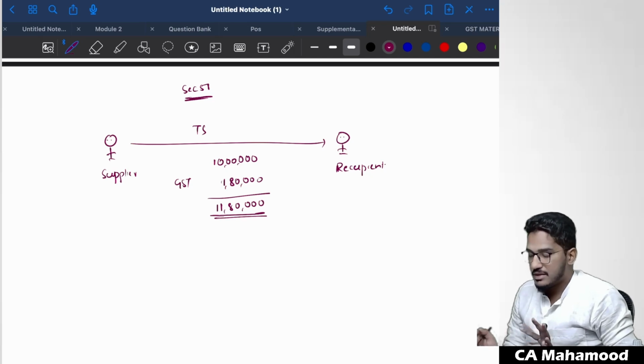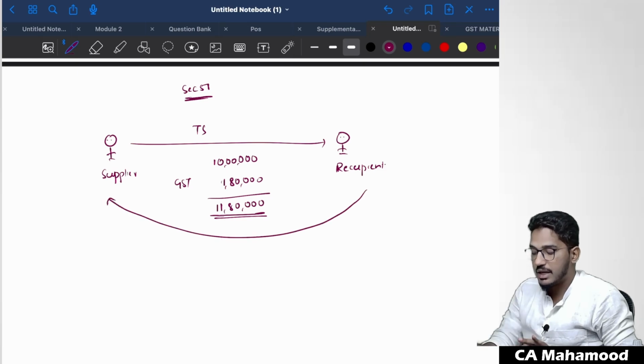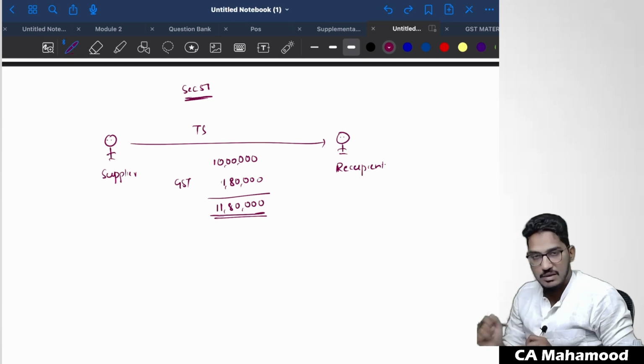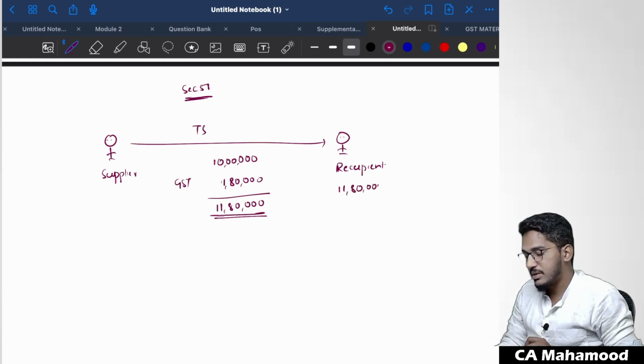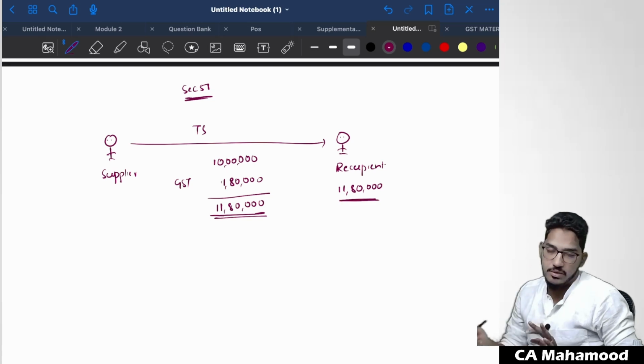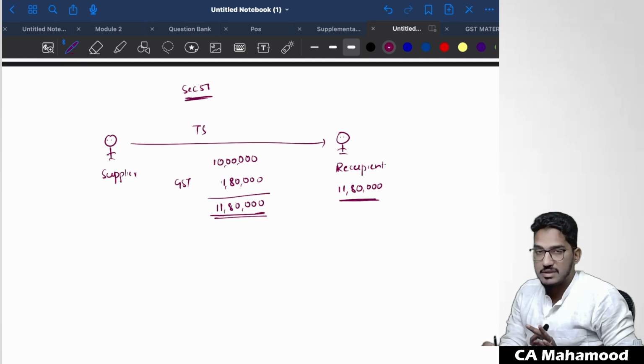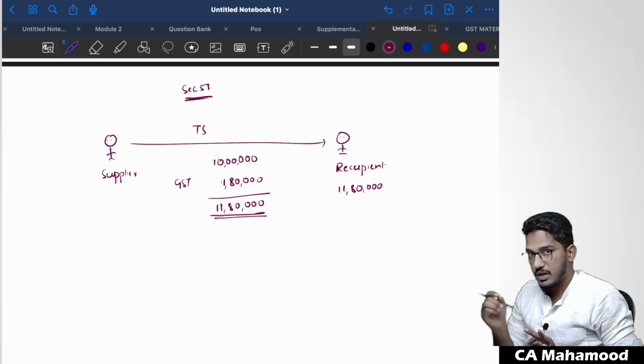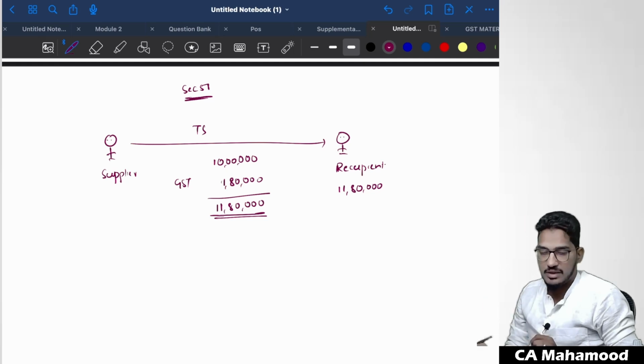So generally in a normal transaction, what should happen? The recipient should pay 11,80,000 to the supplier, and with that the transaction between supplier and recipient will come to an end. But now the government is telling no. In some cases, the recipient should not pay the full amount of consideration to the supplier. He should deduct a certain amount, that tax.